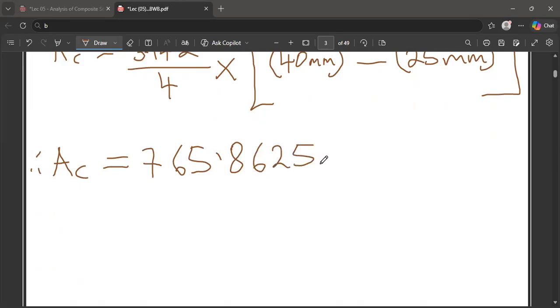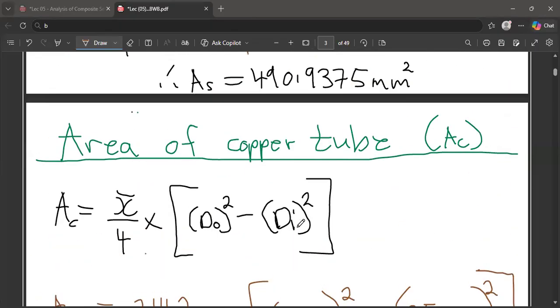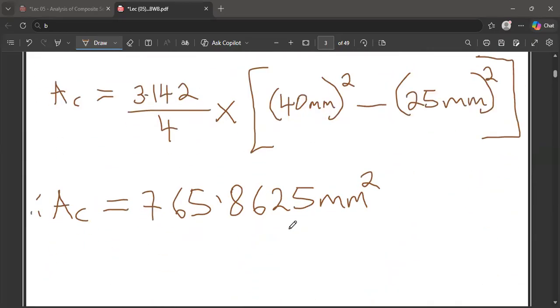765.8625 millimeter squared. So this is our area for the copper tube. This is what we have gotten for the area of the copper tube.